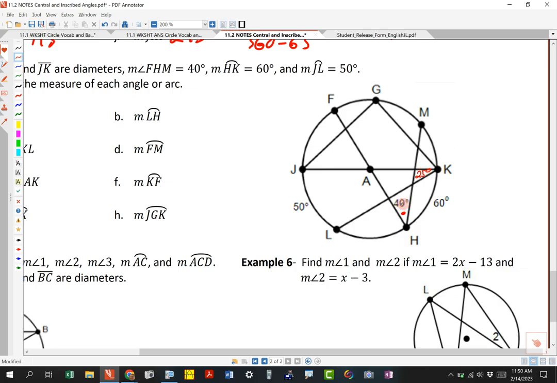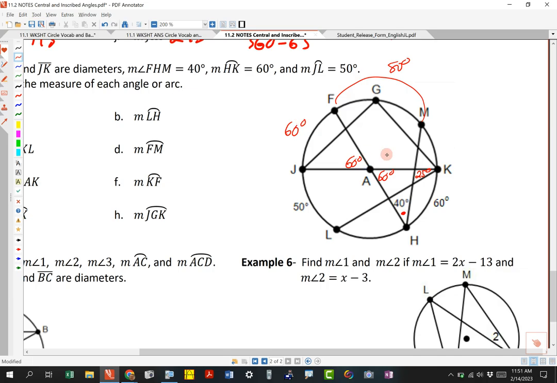If this is 40, that's an inscribed angle. So that means from here to here would have to be 80. We'll see if we can figure out some other stuff down the road. If this is 60 degrees, that's an arc length, then the central angle is 60 degrees. The one across from it is 60 degrees because it's vertical. And this one over here is 60 degrees.